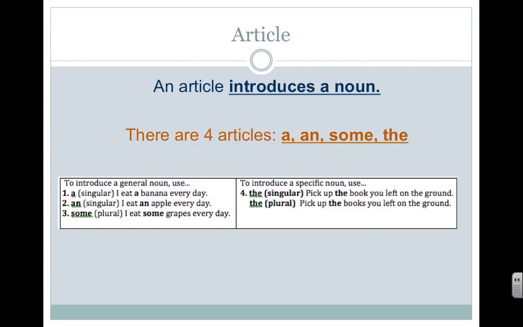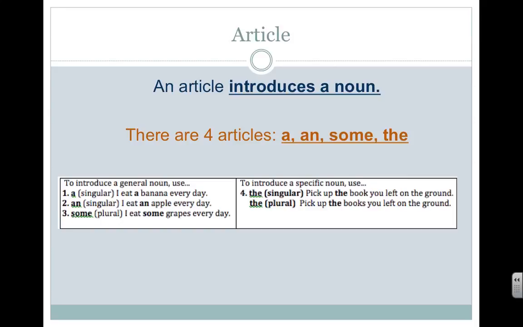So you could say, I eat a banana every day. In the case of an apple, though, since apple begins with a vowel, you'll need to use an. I eat an apple every day. Since grapes are plural, you'll use the plural article some. I eat some grapes every day.